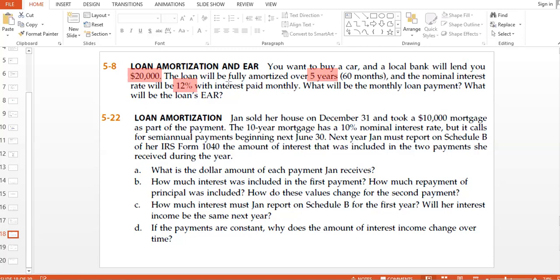Now this is the important point. The interest is paid monthly. So you will have to convert the 5 years into months, and this is annual interest, so convert it into monthly interest. What will be the monthly loan payment? PMT is required.